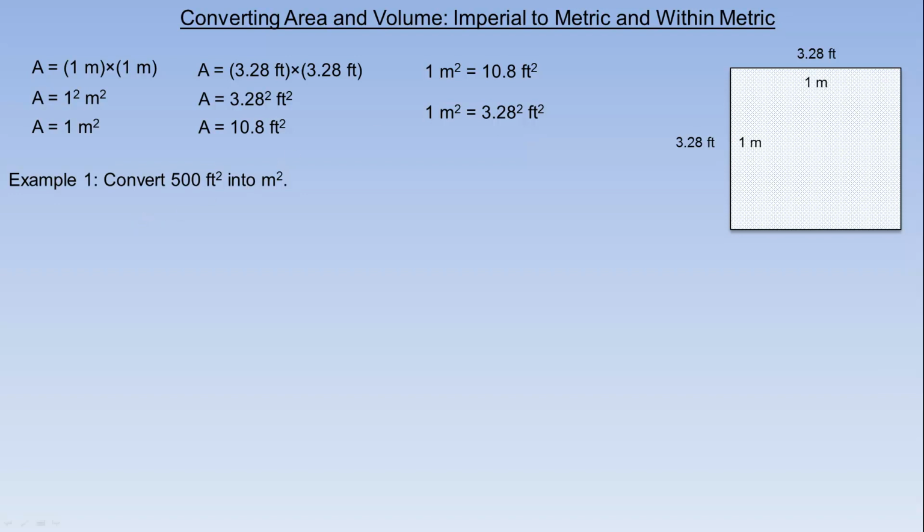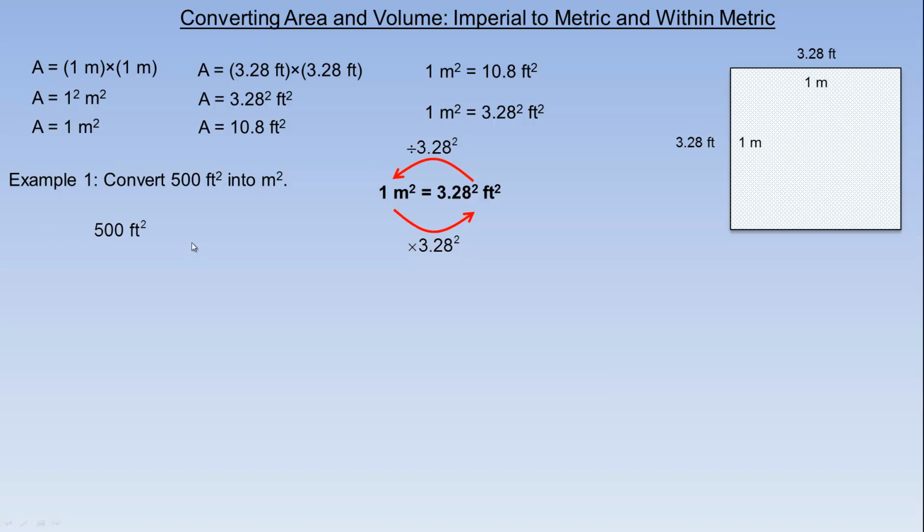So in this example, we're asked to convert 500 square feet into square meters. There are two ways we could do this. We could use this conversion factor here: 1 square meter is 3.28 squared feet squared. If we're going from meters squared to feet squared, we're multiplying by 3.28 squared. If we're going from feet squared, as this one is, to meters squared, we're dividing by that 3.28 squared. That's what we're doing, so we're going to divide by 3.28 squared.